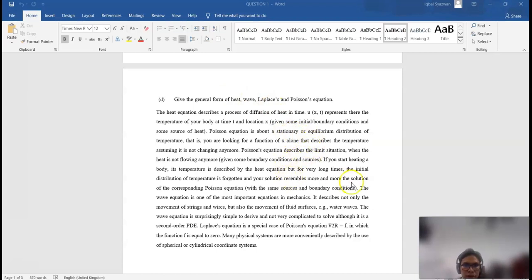So that is the Poisson equation. And then the wave equation is one of the most important equations in mechanics. It describes not only the movement of string and wire, but also movement of fluid surface, for example, water wave. And lastly, the Laplace equation is a special case of Poisson's equation in which function f is equal to 0.